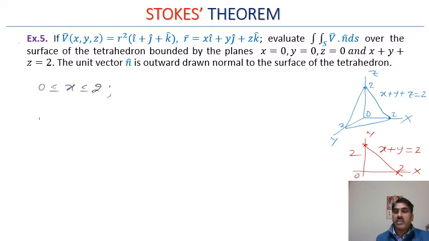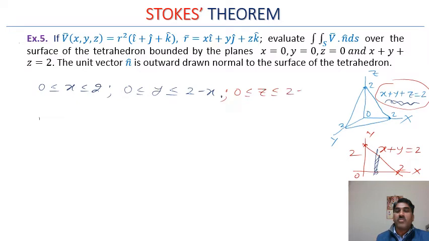Then for the limit of y, you will take a strip in the vertical direction, and you can find that the limit of y varies from 0 to 2 minus x. And then finally the limit of z, from this equation, this one. So the limit of z varies from 0 to 2 minus x minus y. So now in these terms we will write the integral.